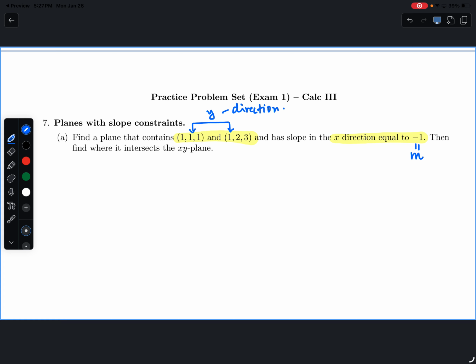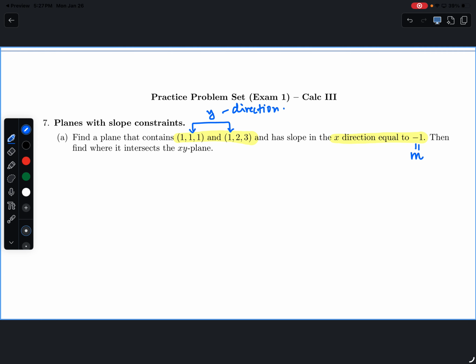Can I do this thing here? Can I use these 2 points to find the slope in y direction? The answer is yes. And why? Because the x values are the same. If not, then we can't do this. So the x values are the same, you can find the slope in y direction. You are already given the slope in x direction. And you can choose one of these points, use the formula and find the equation of the plane.